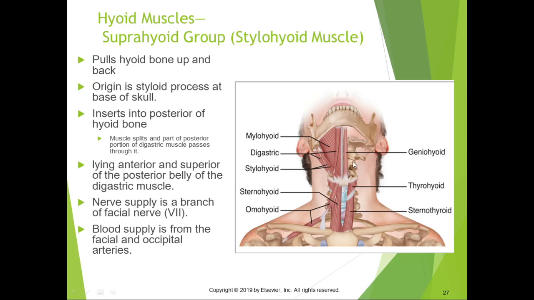So this muscle splits and part of the posterior portion of it comes down through the digastric muscle. We have that passing through it in that area. That's about it.